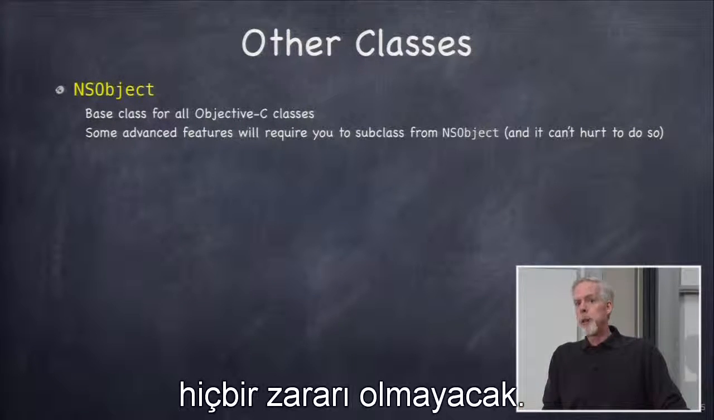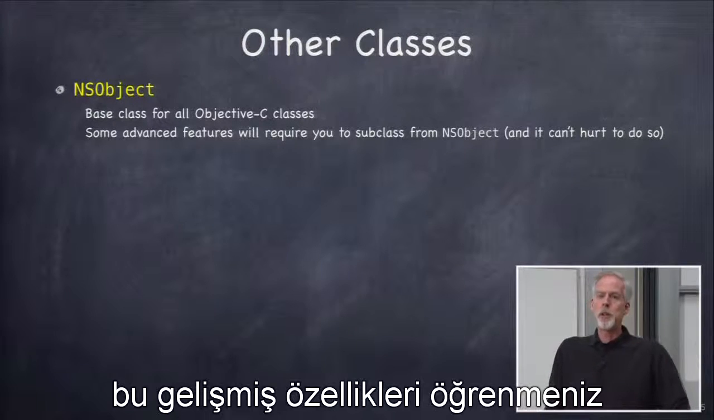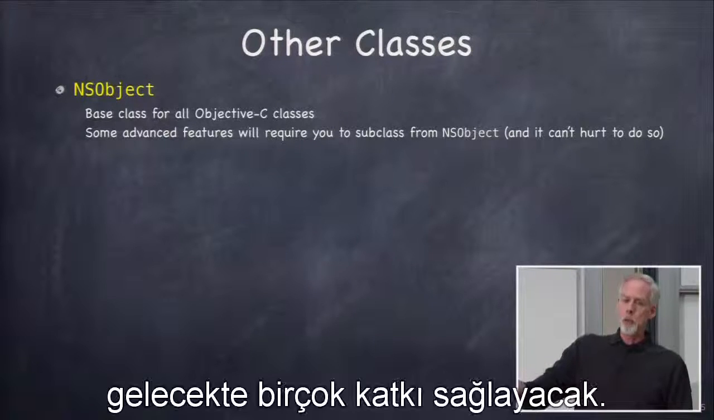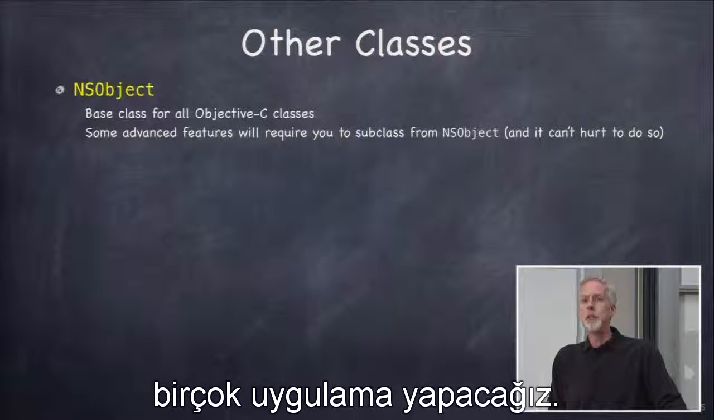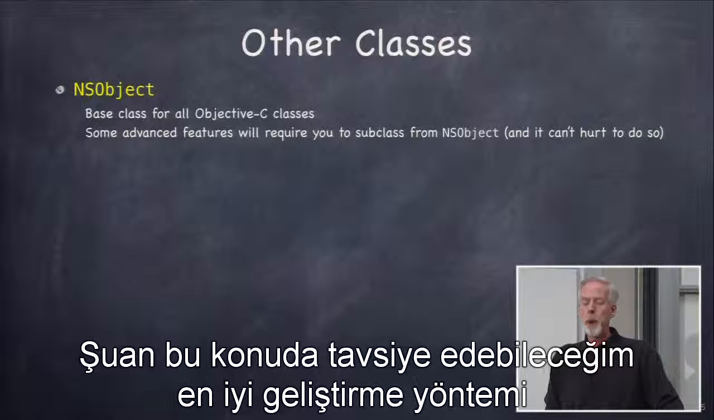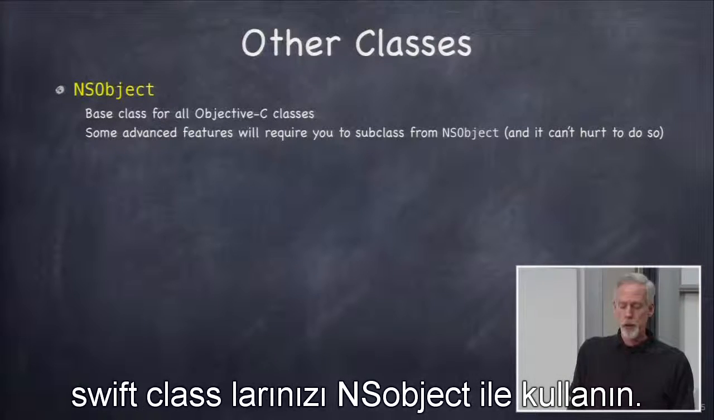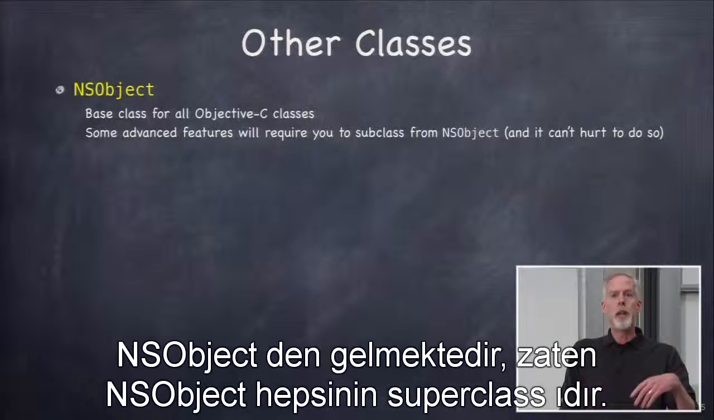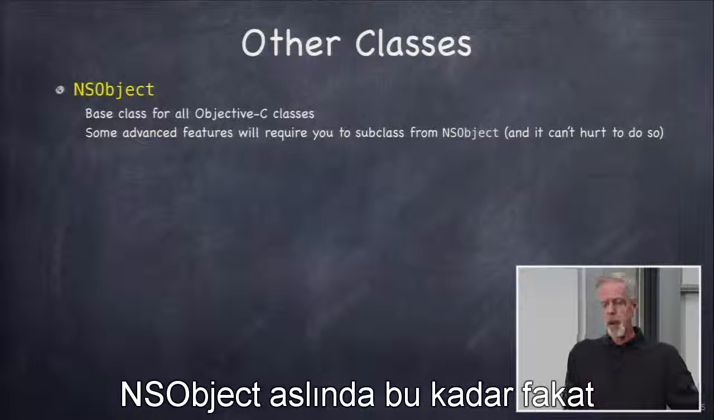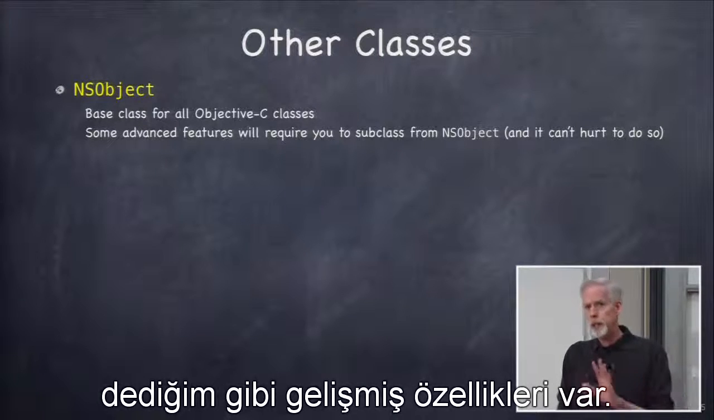It really doesn't hurt to make your Swift class be a subclass of NSObject, so we could have made Calculator Brain be a subclass of NSObject. It wouldn't have hurt, and in the future, once we learn these advanced things, it'd be nice to be able to do those advanced features with Calculator Brain. So you can feel free. I'm not sure what to say the best practice here is, to always have your Swift classes inherit from NSObject. All the classes in iOS, like UIViewController and all those, they all inherit from NSObject eventually. It's the superclass of all of them. There's not really much in NSObject anymore that matters. But like I say, there are these advanced features.